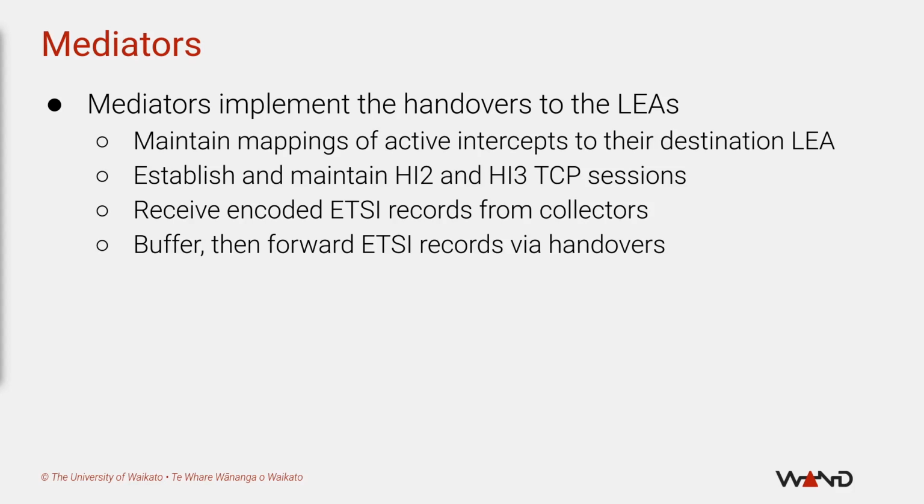Secondly, the mediator must establish and maintain TCP sessions for both the HI2 and HI3 handovers to each of the LEAs that you must provide intercept capabilities to. These sessions must be up continuously so that the LEAs can be aware of whether your LI system is functional or not. Thirdly, the mediator must perform its core role, which is to receive encoded ETSI records from the collectors and then forward them on to the corresponding LEA using the appropriate handover. If the handover is unable to accept records for some reason, the mediator must buffer the records until the handover is available again.